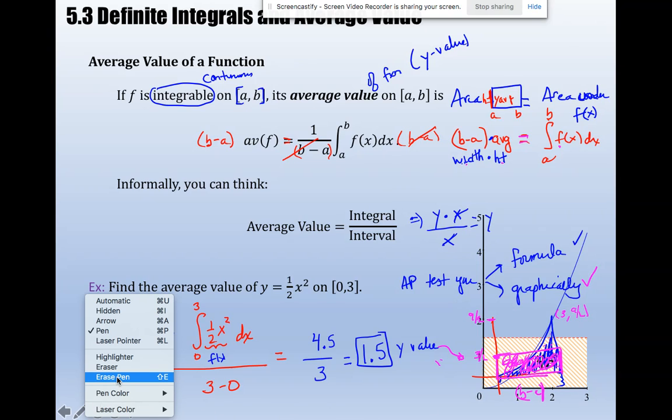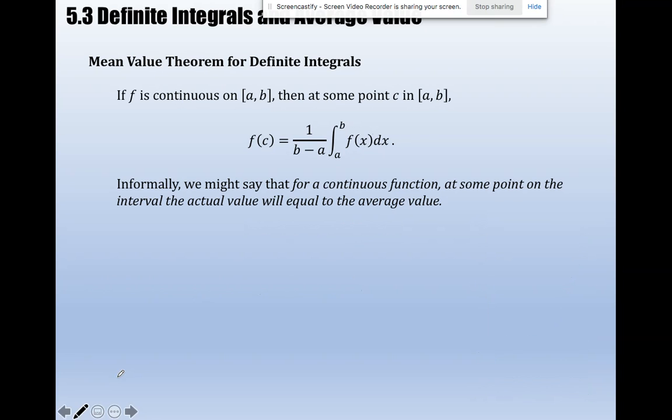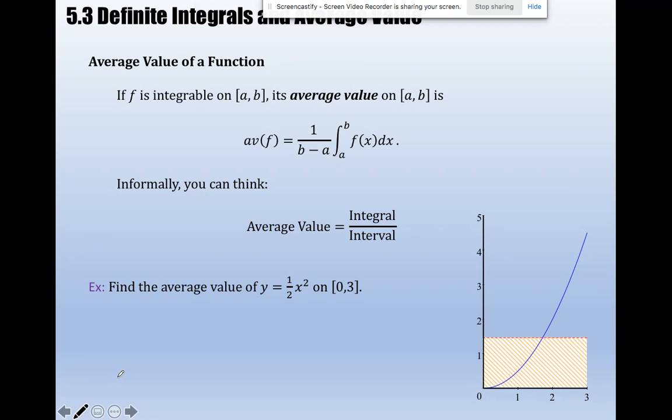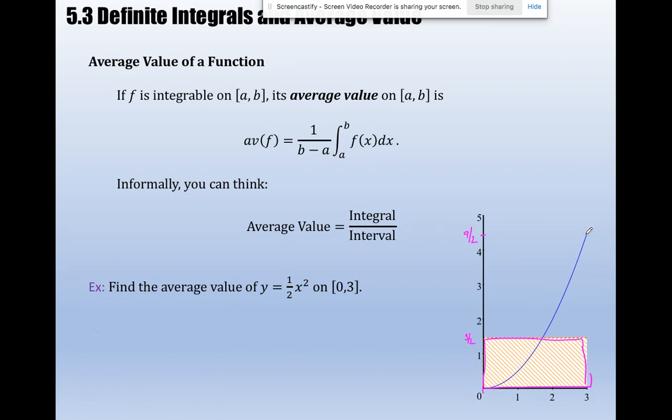Forgot, I did a nicer animation of this and I just forgot that I had it in there. Whoops, sorry. Right, so there is a better representation. This is 9/2, right? This is 3/2. The rectangle with the width of b minus a and a height of y average, the area of this yellow rectangle is exactly the same as the area under the curve.